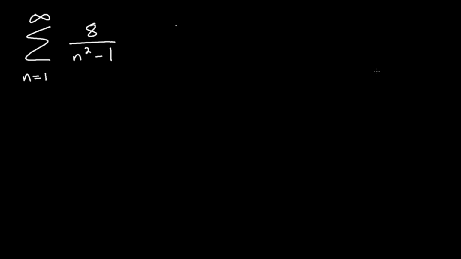But first things first, we want to determine a of n. So a of n is the original sequence of your series. So we need to find what b of n actually is. So what is b of n in this case? Well, remember, we only care about the largest exponents in the numerator and denominator, which is 8 over n to the power of 2.